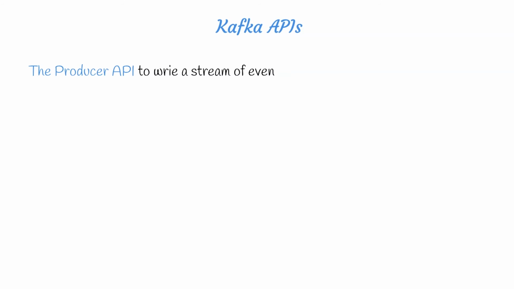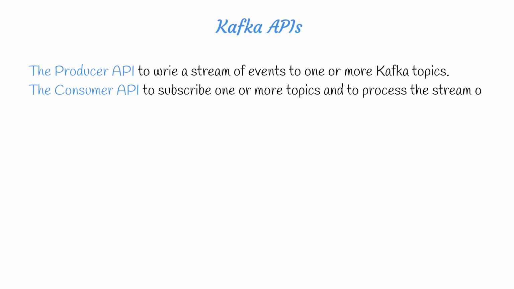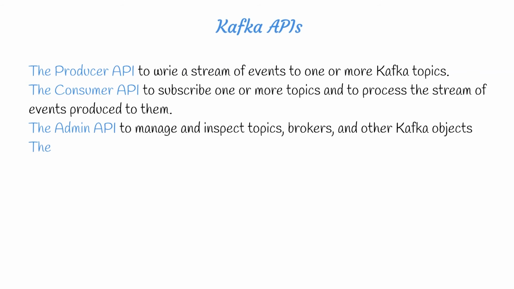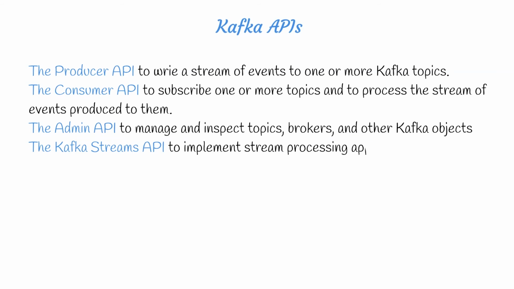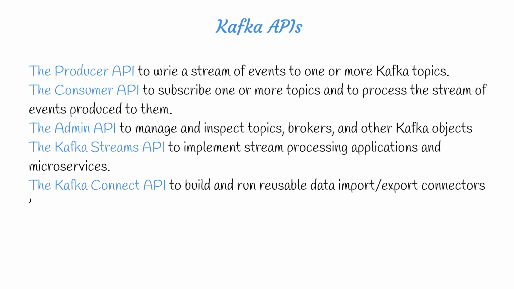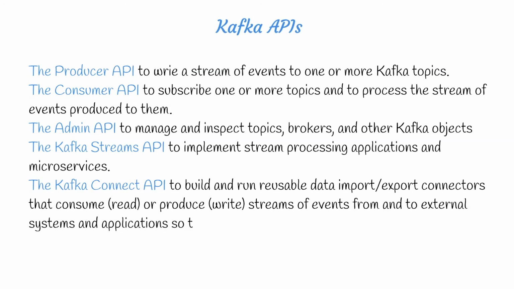In addition to command line tooling for management and administration tasks, Kafka has 5 core APIs for Java and Scala languages. The Producer API to publish a stream of events to one or more Kafka topics. The Consumer API to subscribe to one or more topics and to process the stream of events produced to them. The Kafka Admin API to manage and inspect topics, brokers, and other Kafka objects. The Kafka Streams API to implement stream processing applications and microservices.